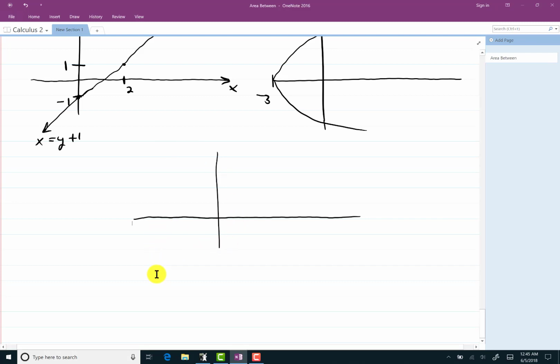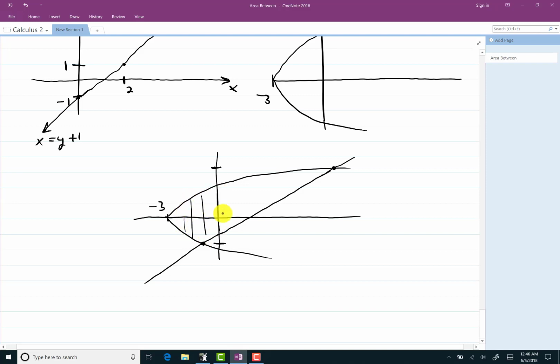I had the one went like this. I really don't care where it crosses anything. The other one was a parabola that came at negative 3 and went something like this. So since I'm talking about x in terms of y, I'm actually going to find the intersection points in terms of y, and I'm going to integrate in terms of y. So I want these intersection points. And the area contained between the curves is here.